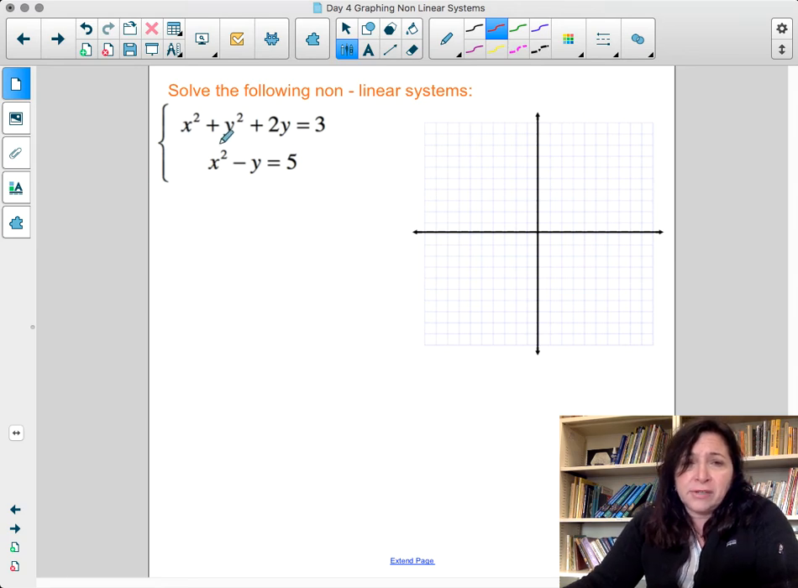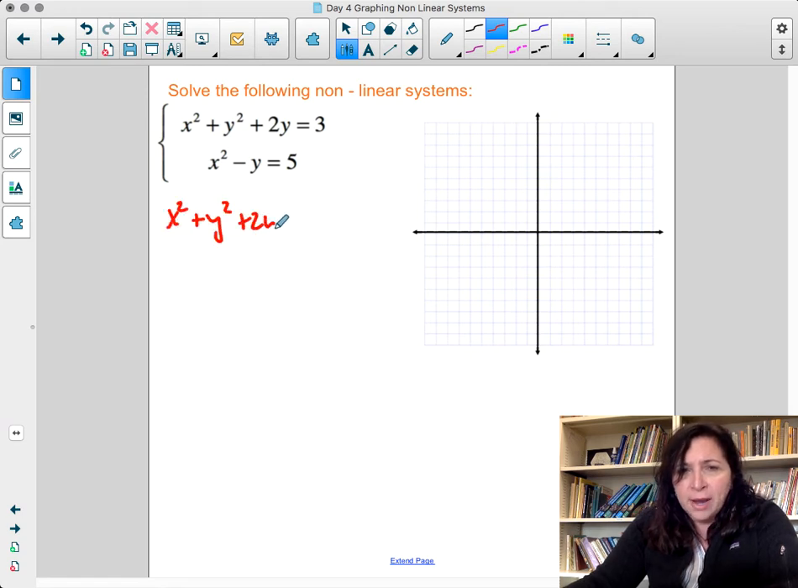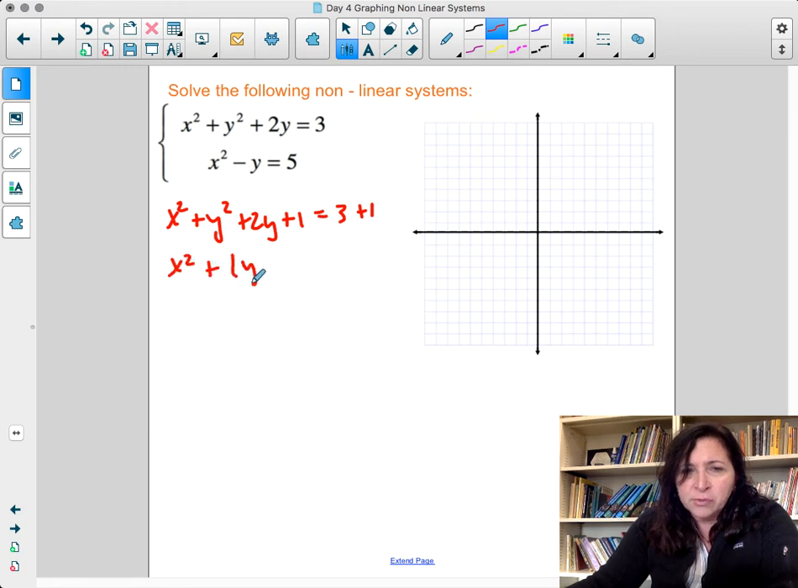So to complete the square here, I'm going to group, oh, that's already grouped for me. So x squared plus y squared plus 2y, half of 2 is 1, 1 squared is 1. Remember, if I added 1 to this by completing the square, I do need to add 1 on this side. So I have x squared plus y plus 1 quantity squared equals 4.